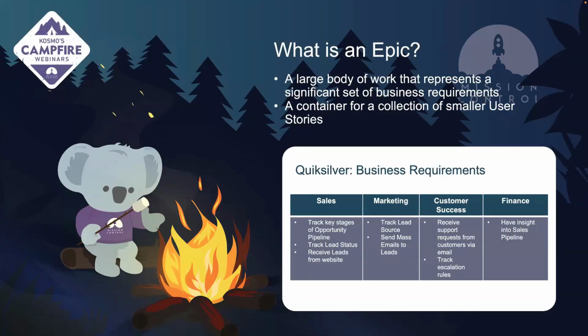So the sales team has given us a user story where they want to be able to track key stages of their opportunity pipeline. They want to be able to track lead status, receive leads from website, and you can see all the user stories that each of the individual teams have asked us for. So we've collected a big list of user stories, and we've identified which team they relate to.